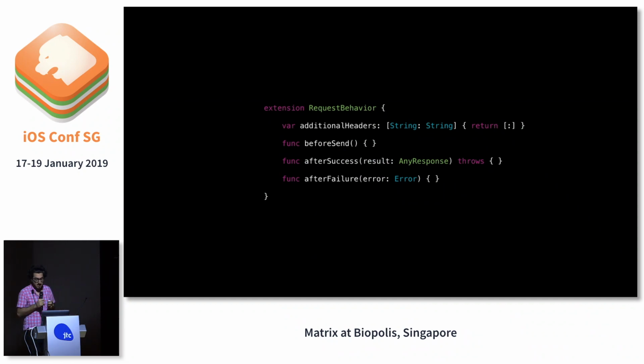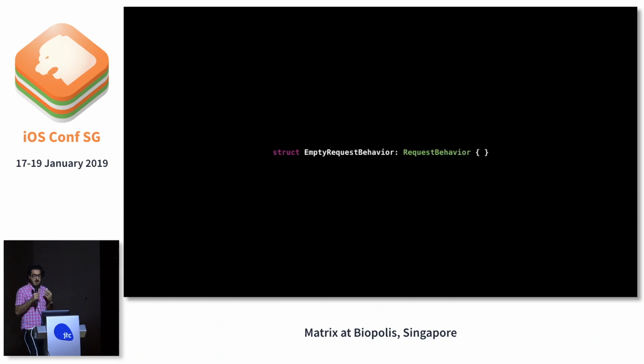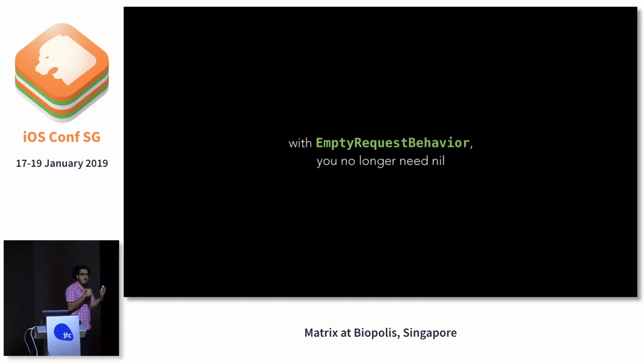That's pretty good. So then there's another thing we can build, which is what we would call an empty request behavior, right? I want a request behavior that does nothing. Why would I want that? That's pretty weird. Aren't the point of request behaviors to do something? Well, the benefit of having an empty request behavior is once you have one, you don't need nil anymore. You don't need a way to signal that I don't want to send something here. I just want nothing to happen.